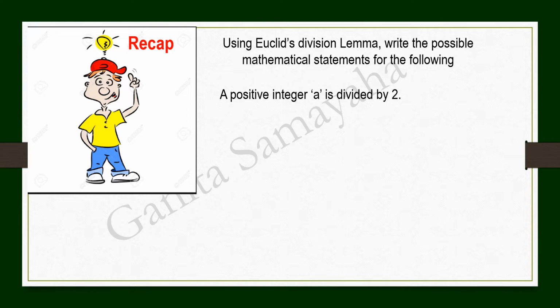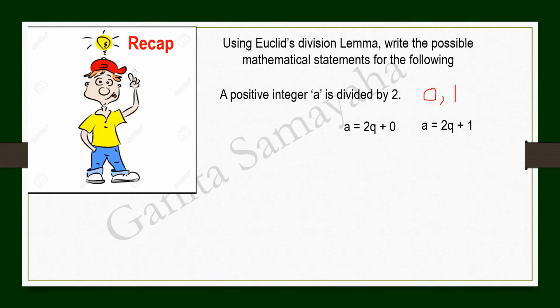Here we know that a is the dividend and 2 is the divisor. So what are the possible remainders? Yes, we know that the possible remainders are 0 and 1. That means you can have either 0 or 1 as the remainder. So with this, how do we write the mathematical statement? a is equal to 2q plus 0 and a equal to 2q plus 1. So if you read anywhere a positive integer a is divided by 2, immediately you must be able to write these two statements, children. Is it clear?